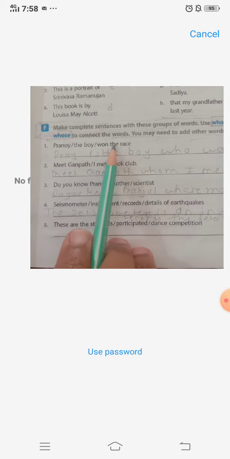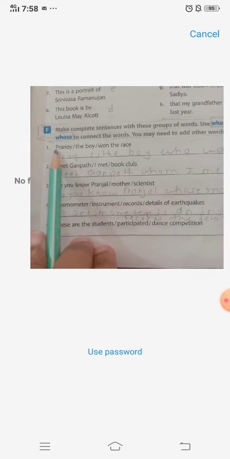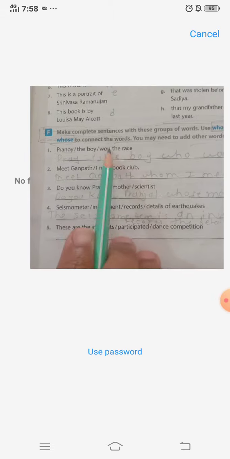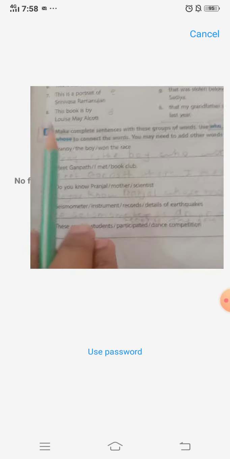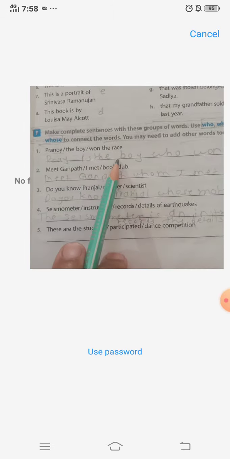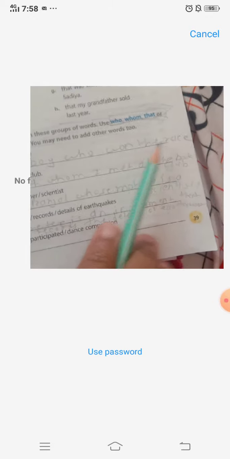Pranay, the boy, won the race. Now here information is given about Pranay. He is a boy, and he won the race. These two parts are there. So how are we using them? Pranay is the boy who won the race.